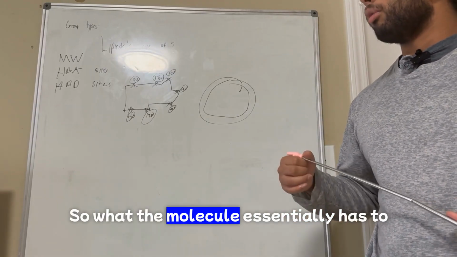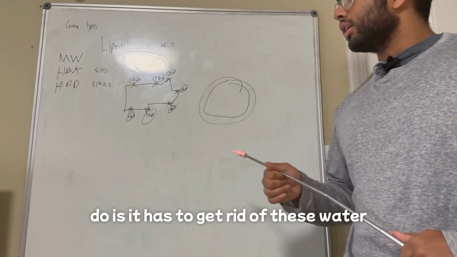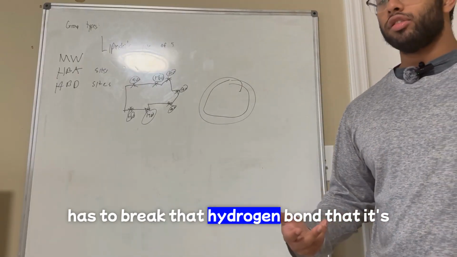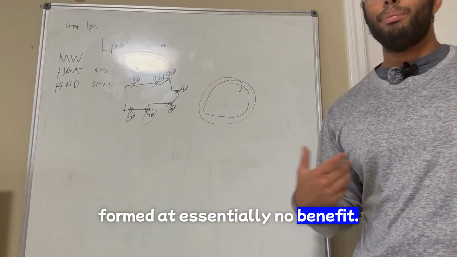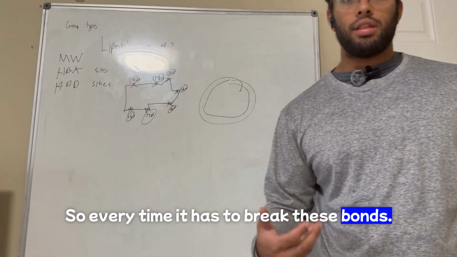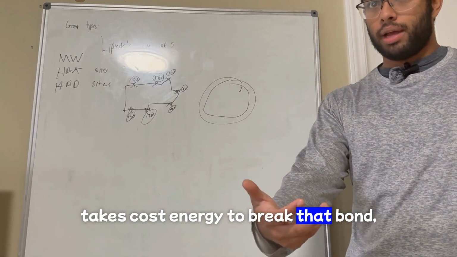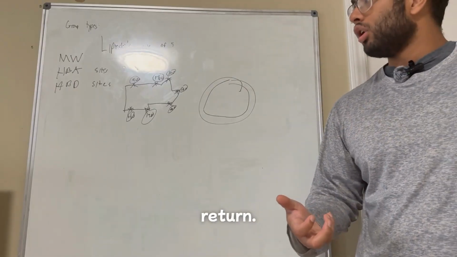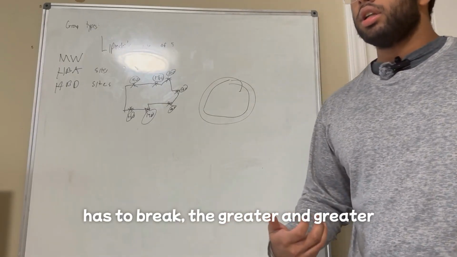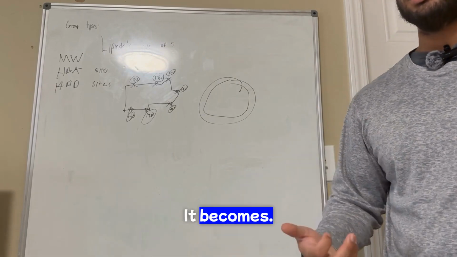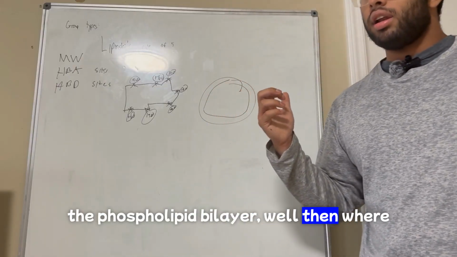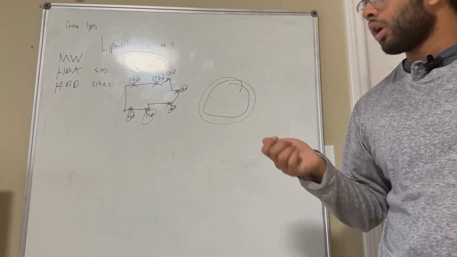So what the molecule essentially has to do is get rid of these water molecules that have a strong bond, and it has to break that hydrogen bond that it formed at essentially no benefit. And so think of it as like a penalty. Every time it has to break these bonds, it costs energy to break that bond, right? And they're not getting a ton of things in return. So this creates a penalty, and the more and more hydrogen bonds it has to break, the greater and greater this penalty becomes. And if it breaks all these hydrogen bonds as it tries to go through the phospholipid bilayer, well then, where's the energy coming from, right?